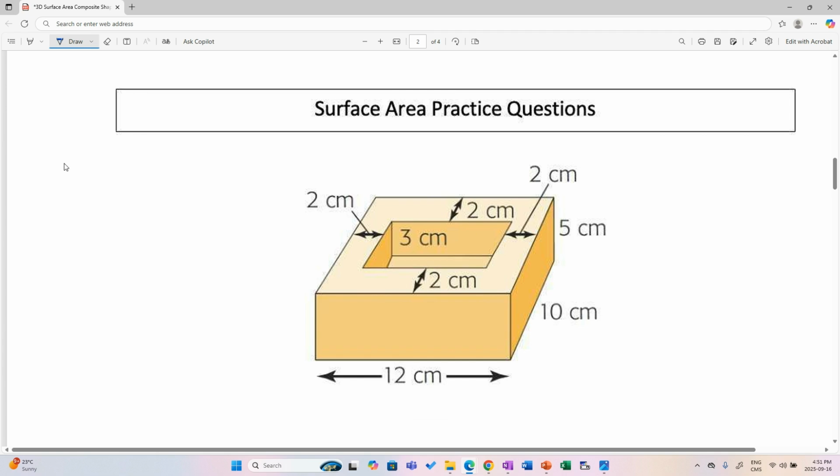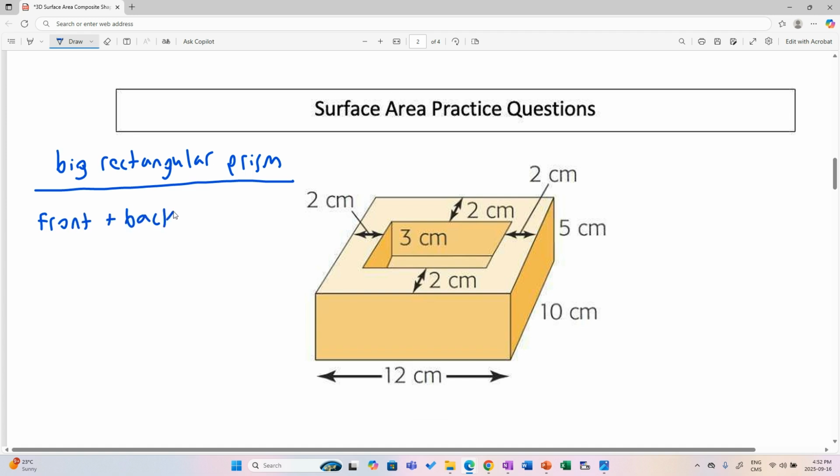First things first, big rectangular prism. I'm going to solve for that one first. So first thing I'm going to do is solve for the easy stuff first. The front plus the back looks pretty easy to solve. The front is going to be 12 times 5, and if I multiply it by 2, I should get the area of the back as well. So 12 times 5 is 60, times 2. That's going to be 120 centimeters squared.